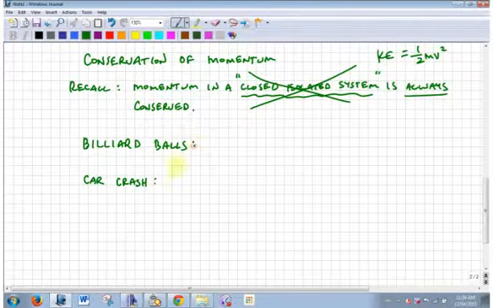So in one of these, kinetic energy is conserved and in one of them it isn't. Do you see which one is which? Do you have any guesses?